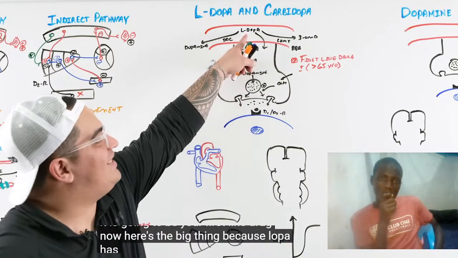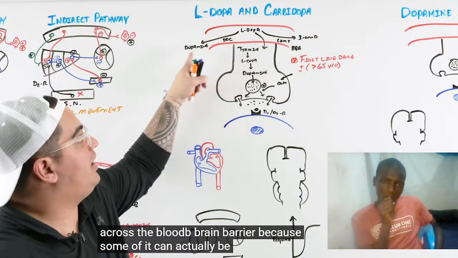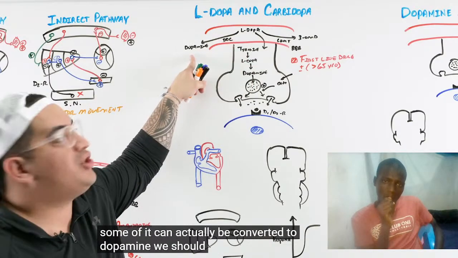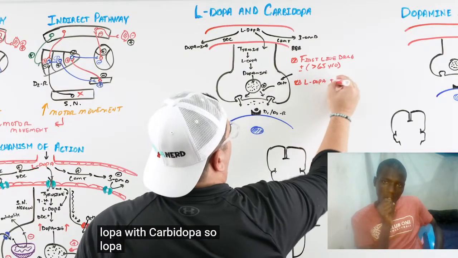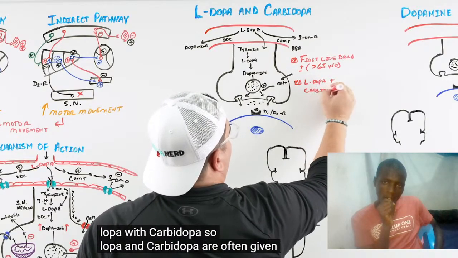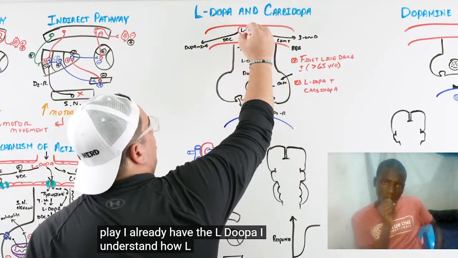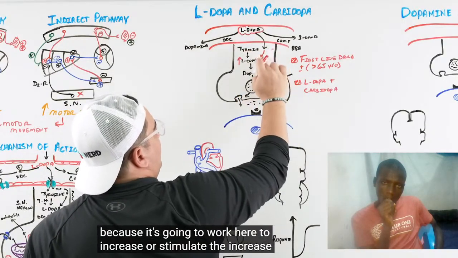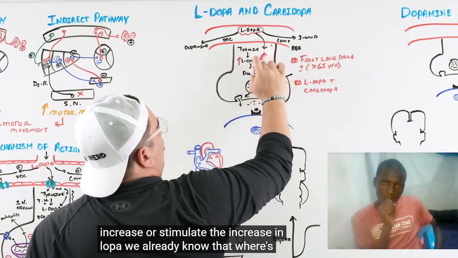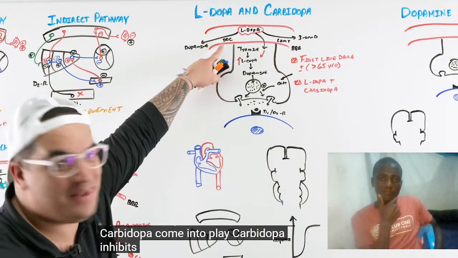Here's the big thing. Because L-DOPA has difficulty getting across the blood-brain barrier because some of it can actually be converted to dopamine, we should oftentimes give L-DOPA with carbidopa. So L-DOPA and carbidopa are often given together. Now you're probably wondering, where the heck does carbidopa come into play? I already have the L-DOPA. I understand how L-DOPA is involved here because it's going to work here to increase dopamine. We already know that. Where does the carbidopa come into play? Carbidopa inhibits the DOPA decarboxylase enzyme.